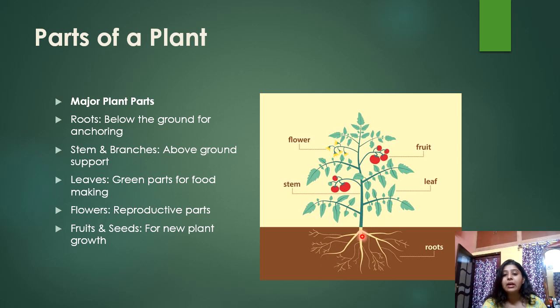Okay, root is the anchor of the plant and stem is called the support system. The leaves are called the kitchen of the plant. Why? We will describe. And the fruits and flowers are the most important part of a plant as these are the reproductive parts.